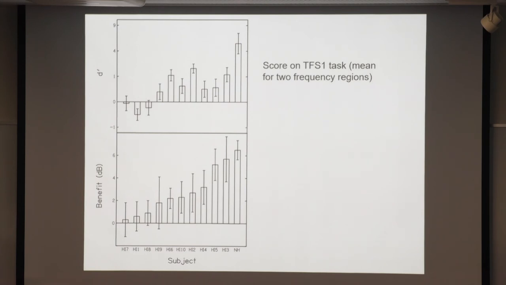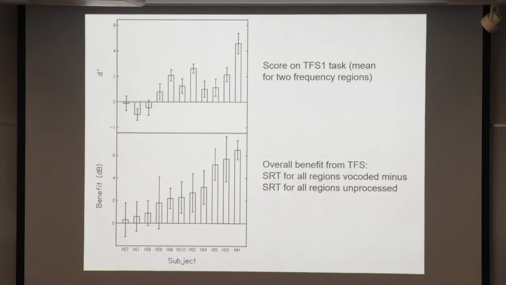And in this experiment, we also tested subjects on this TFS1 task that I mentioned earlier, and here I'm showing average scores for two frequency regions. Here I'm showing benefit scores from temporal fine structure, again averaged over frequency regions. This is just the difference between all regions vocoded and all regions unprocessed, so that's a measure of the benefit from TFS. And for the hearing impaired subjects only, there's a significant correlation between those scores. So the benefit from TFS in the speech task is correlated with the benefit that we measure using this psychoacoustic task, which is reassuring, I think.